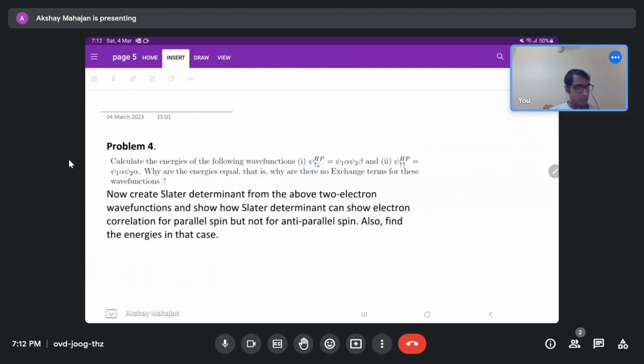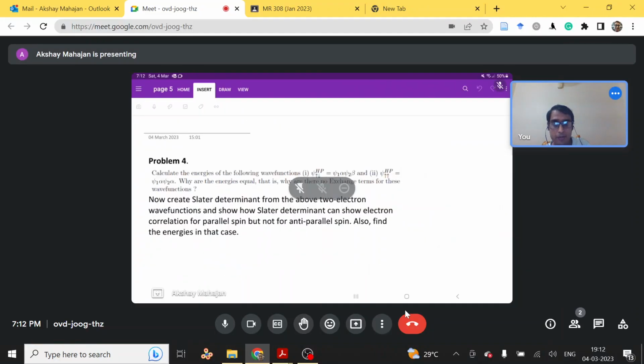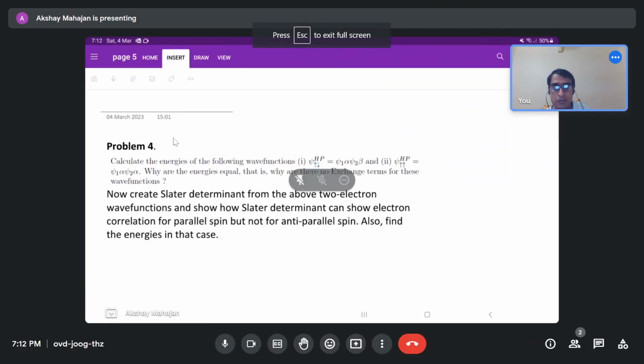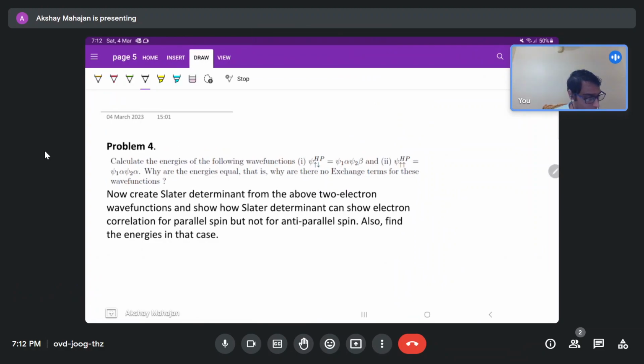Okay, the next problem is to calculate the energies of the given wave functions. So we have a Hartree product, psi1 alpha, psi2 beta, which has two spatial orbitals psi1 and psi2, and the spin orbitals are alpha and beta, so the two electrons have anti-parallel spins. Alpha we are taking as up spin and beta as down spin. Then we have the Hartree product for the parallel spin, psi1 alpha, psi2 alpha.